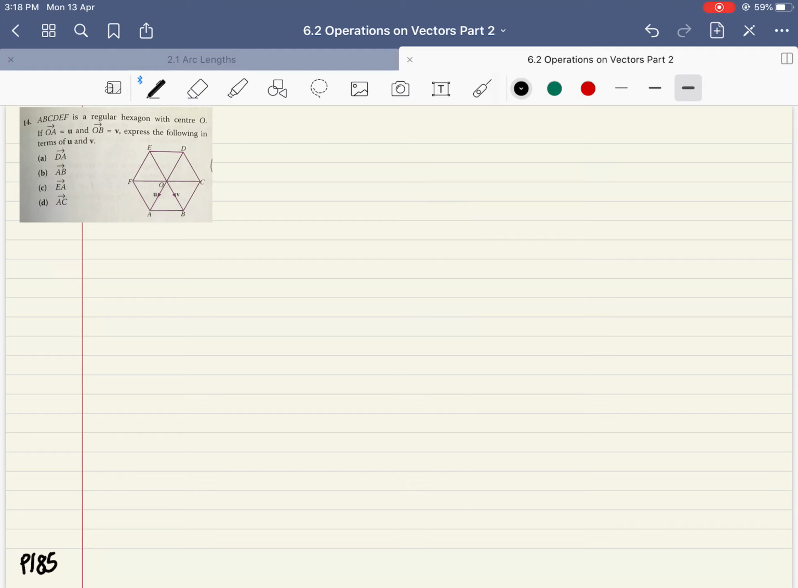Okay, I'm on page 185. We will now do question 14. Express the following in terms of vectors U and V. If I begin here, DA is simply down here. So it's DO plus OA. DO is the same as OA, they have the same direction and same length. So DO is also the vector U. Therefore, DA is equal to 2 of vector U.